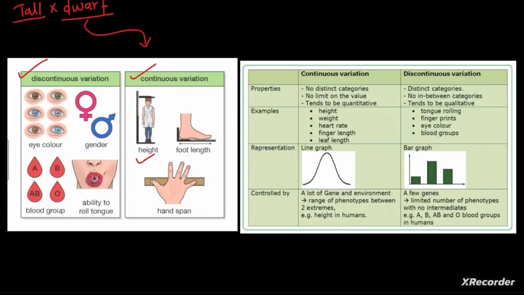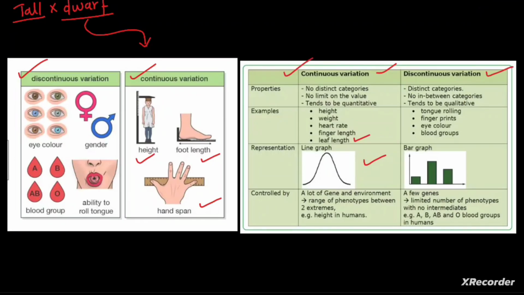So your height, foot length or hand span, all these are in continuous variation. Even their graph, if you consider, is a bell-shaped curve. Your height, weight, heart rate, finger length, leaf length, whatever there is in terms of length and weight will be in the continuous variation. So there are no two extremes, either you're 60 kgs or you're 20 kgs. That's not it, in between also different weights exist, right? So that is continuous variation.